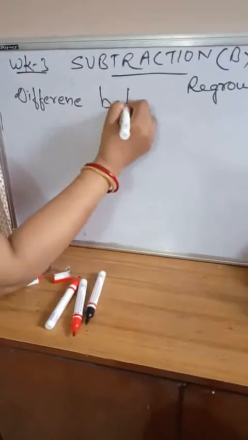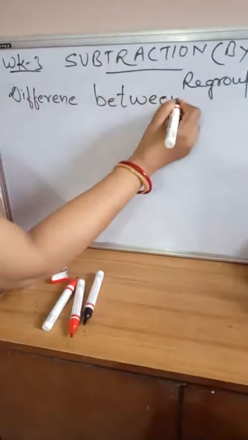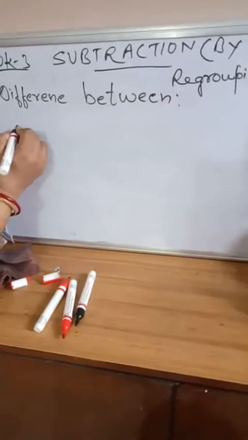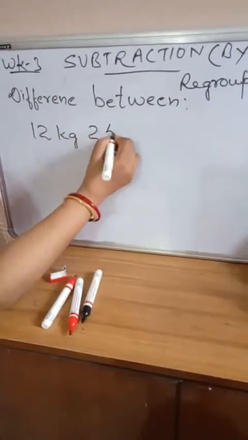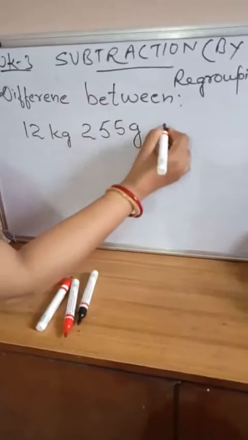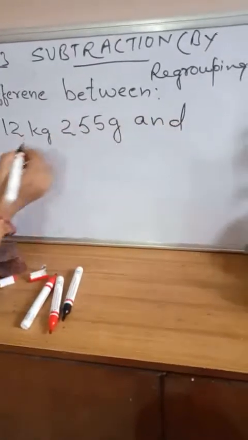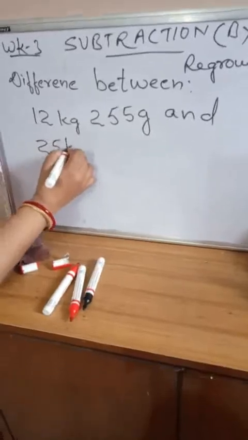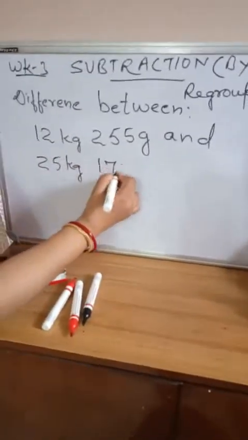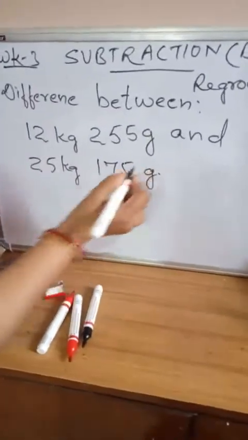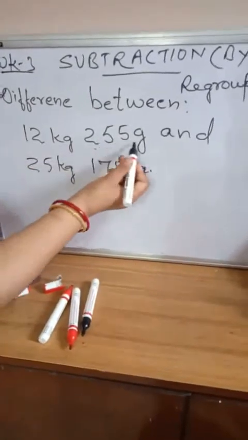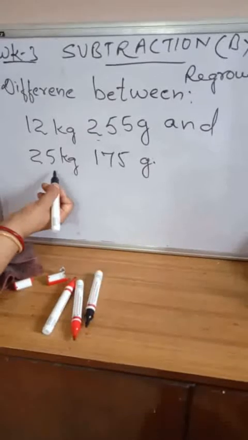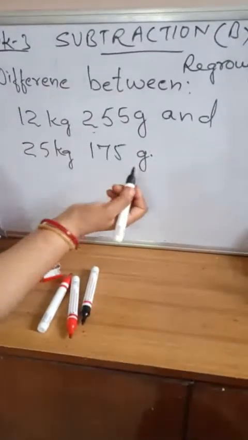Find the difference between 12 kilogram 255 gram and 25 kilogram 175 gram. Difference between means subtraction. So firstly, find out which one is more.